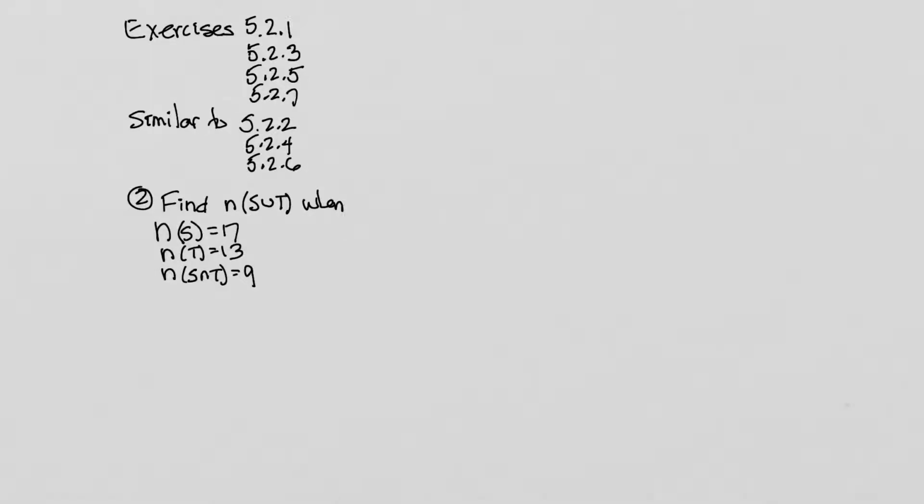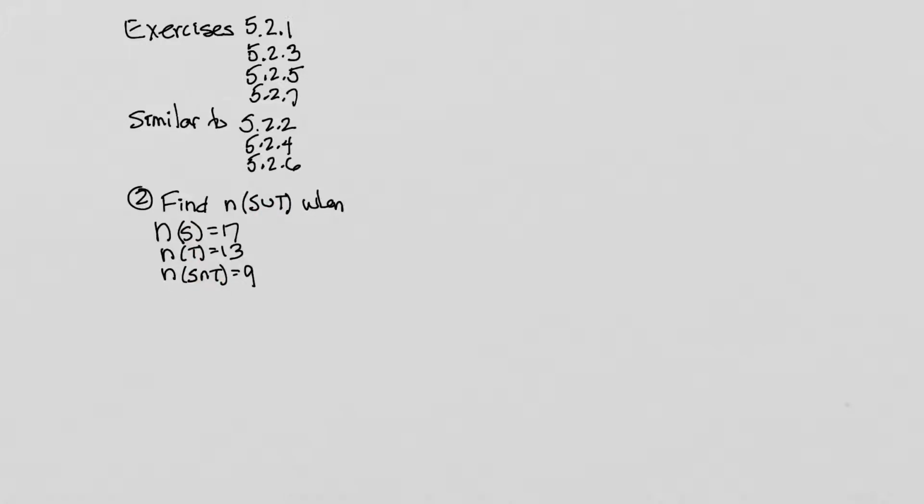Let's start here with problem number 2 in the textbook. This is similar to problem number 1 in MML. Let's give it a try here. What we're asked to do is find the number in the union given the individual numbers and the intersection. So look at the information we're given. We're given two sets with the union, the intersection, and the individual sets.